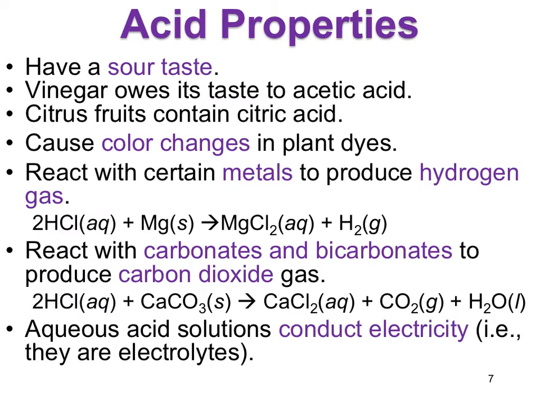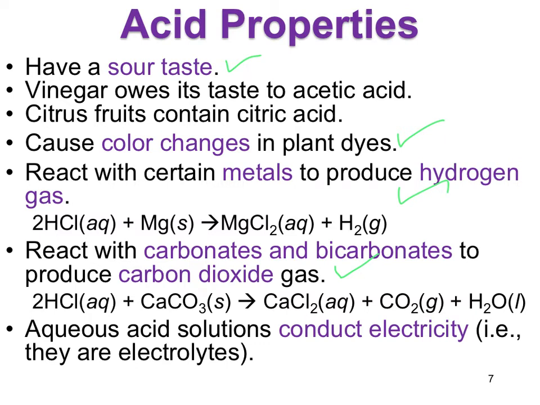Acid properties. Acids have a sour taste. For example, vinegar owes its taste to the presence of acetic acid. Acids cause color changes in plant dyes. For example, the juice of red cabbage changes colors depending upon the presence of acid or base. Acids react with certain metals to produce hydrogen gas. For example, magnesium reacts with hydrochloric acid to produce magnesium chloride and hydrogen gas.